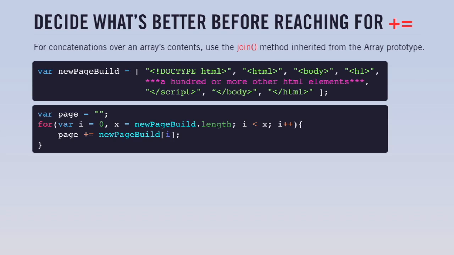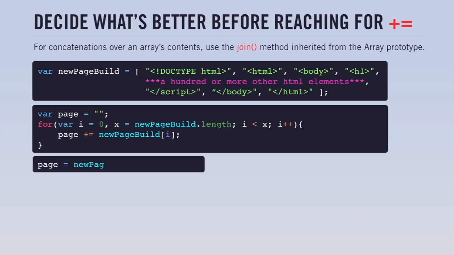When you are trying to concatenate the strings that are inside an array's contents, instead use the native join method on arrays. That's going to be inherited from the array prototype. Here you can see us use the join method on the new page build variable, and what that's going to do is concatenate each index of our new page build array, and those indices are going to be joined by any string that you pass into the join method. Here you can see we've got the new line going in there so as to put a new line between each element of our new page build long string.